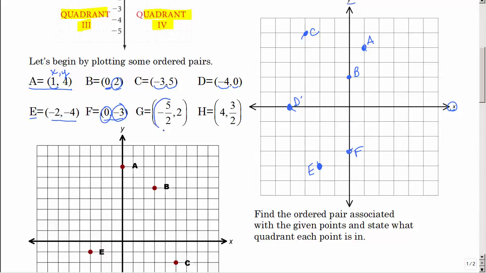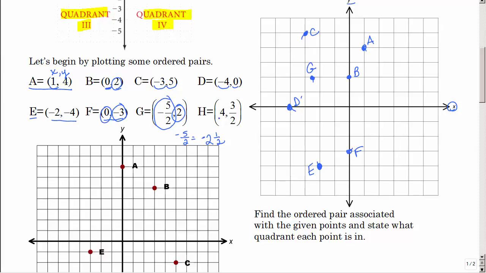Now you're saying, ooh, how do I plot a fraction? Well, first of all, you need to know that negative 5 over 2, 2 goes into 5 2 times with 1 left over, and it's still negative. That means you're going to go left 2 and halfway. So you're going to go left 1, 2, and a half, and then I'm going to go up 1, 2. So you're in the middle of 2 squares. That's okay. We just erase this, and I'm going to label that as point G.